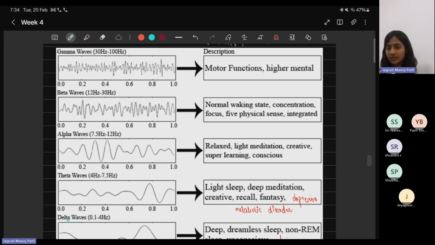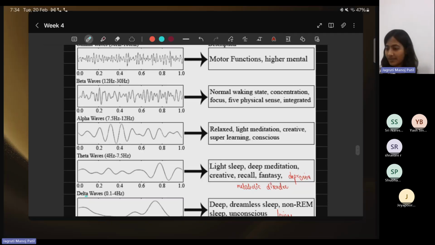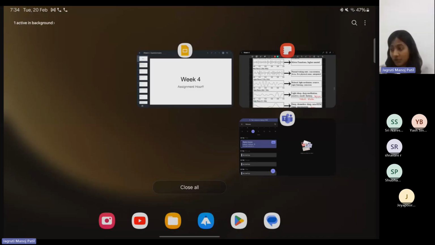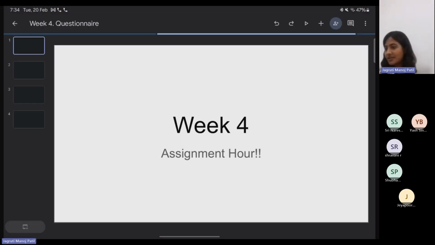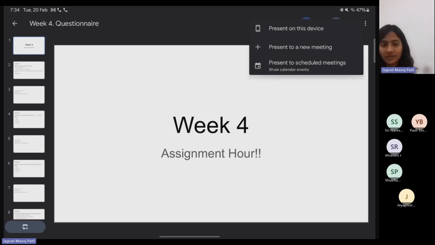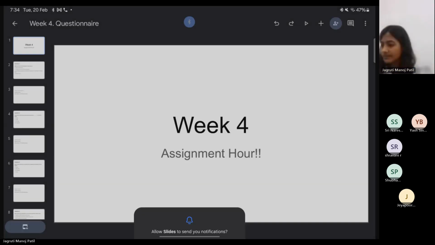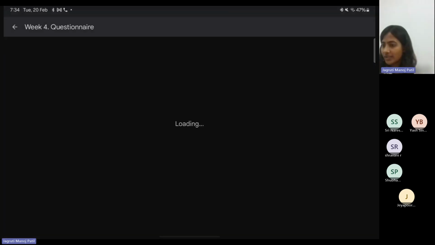Who else? Okay, then let's go to the assignments. That's a previous assignment that should help you do this assignment. I guess most of you have done it, so it's fine. I guess it's visible. Present on this device. Grant permission.